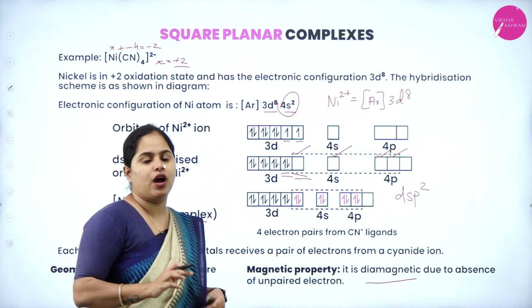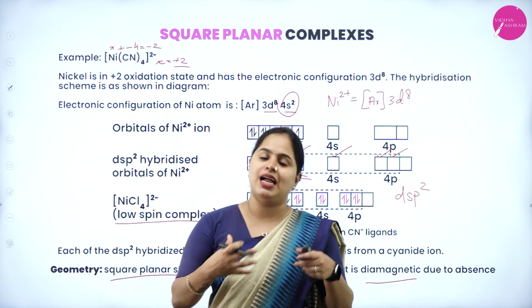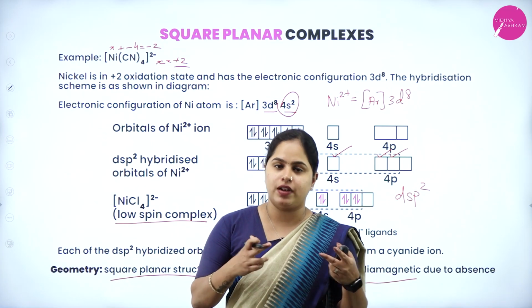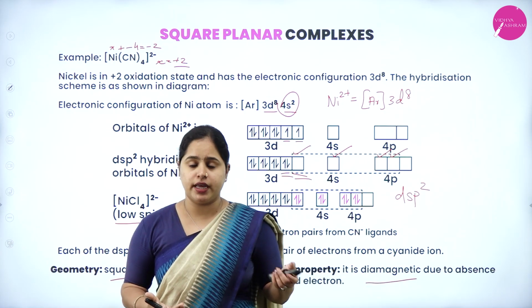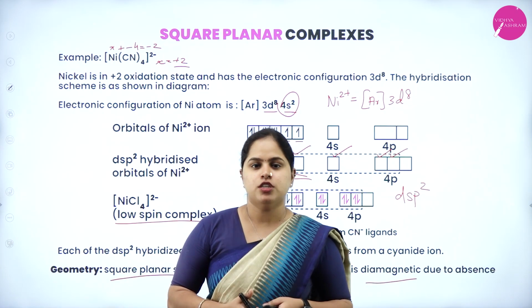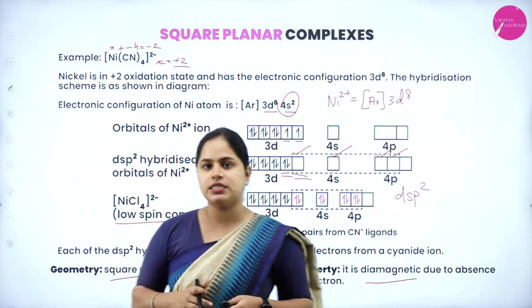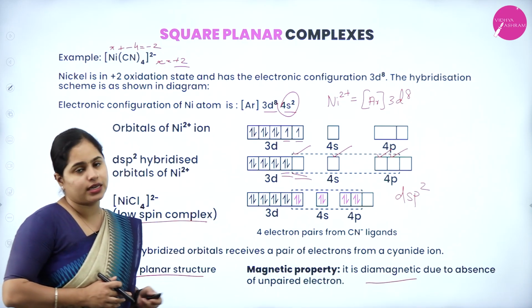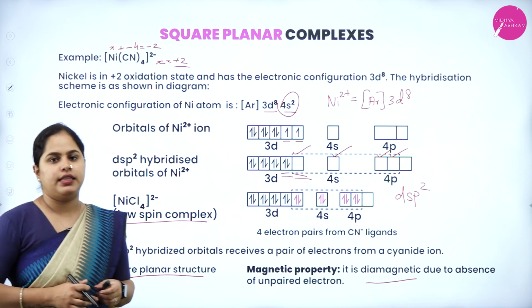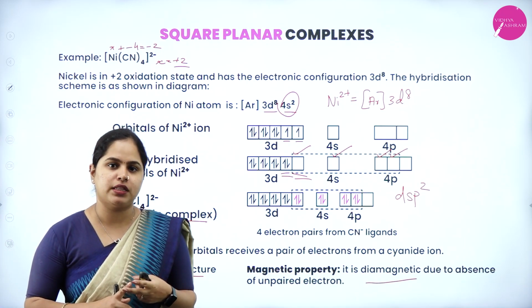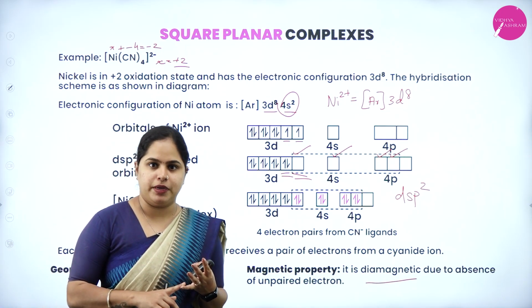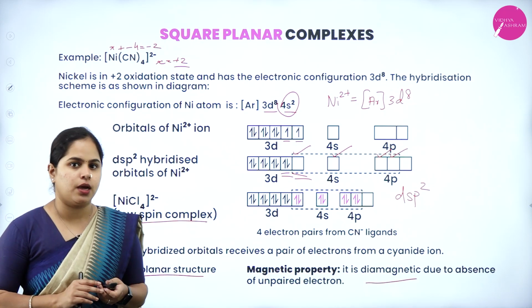So, this is how you have to calculate and predict the magnetic behavior as well as the geometry using the hybridization of the central metal atom. So, I hope it is clear. VBT is completely clear for you. So, these 4 examples are very important. That is sp3d2, d2sp3, sp3 and dsp2. Okay, so I hope these 4 examples are clear for you.